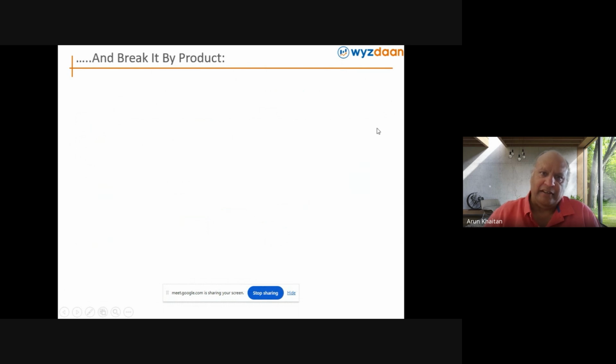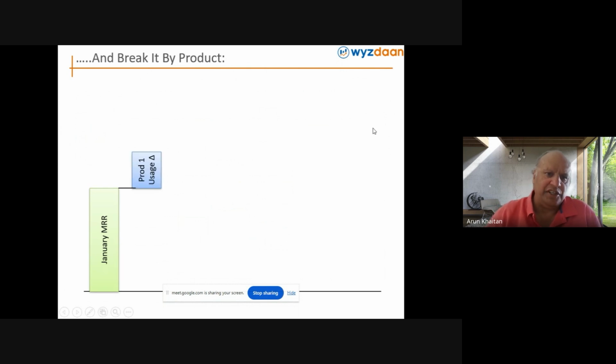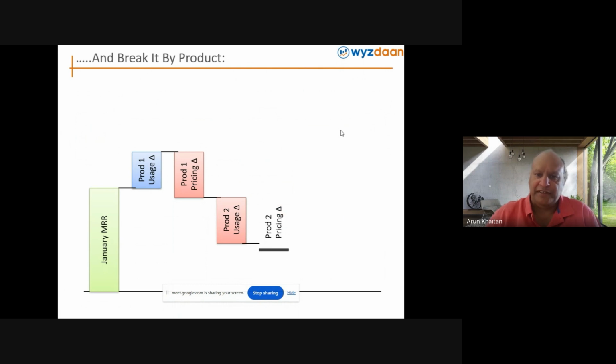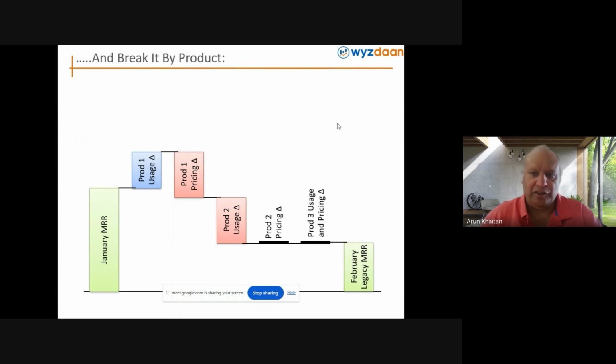And if you break it down by product, what's happening is, okay, product one usage actually went up, but its pricing actually went down, and I'll show you the calculation around it in just a second, Tim. But here's what you can visually see. Then product two usage went down, perhaps the price didn't really change, and product three didn't have much of an impact. And that's how you landed at your February legacy revenue.